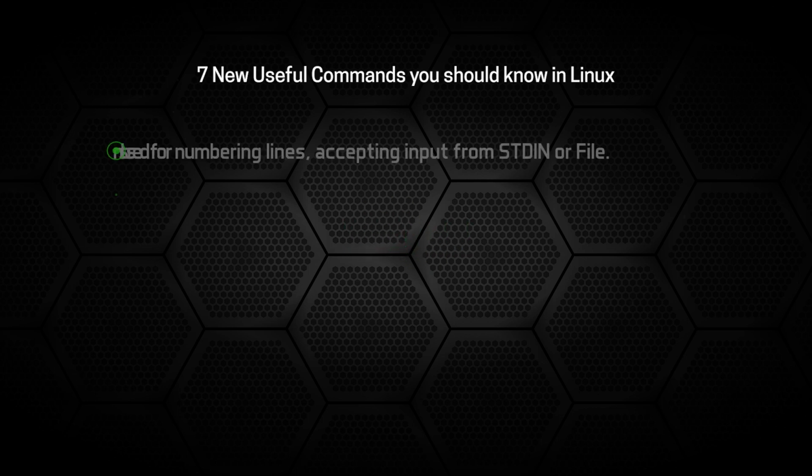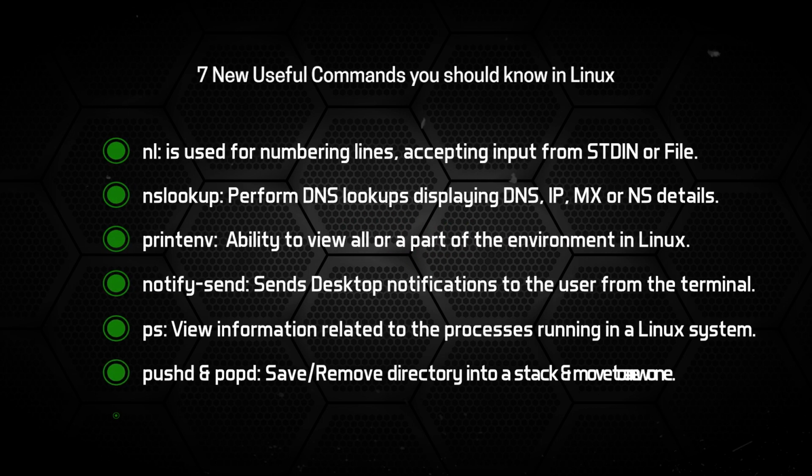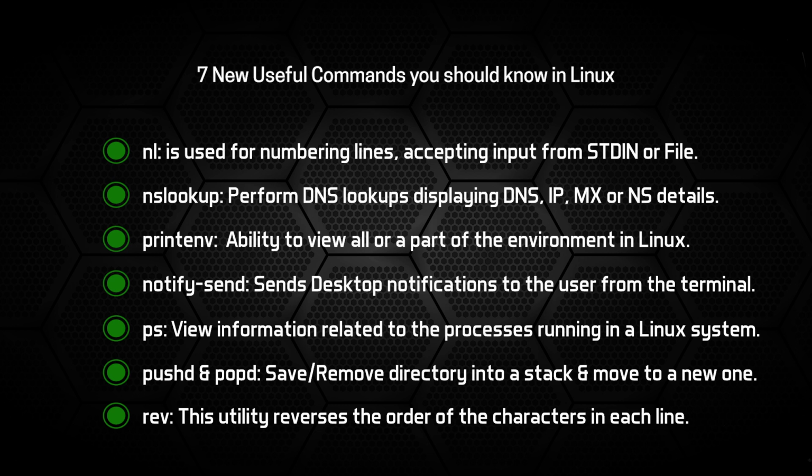So the first thing we'll look at is nl, used for numbering lines, accepting input from stdin or file. The second thing we'll look at is nslookup. Perform the nslookup, displaying DNS, IP, MX or NS details. The third thing we'll look at is printenv, the ability to view all or part of the environment in Linux. The fourth thing we'll look at is notify-send, which sends desktop notifications to the user from the terminal.